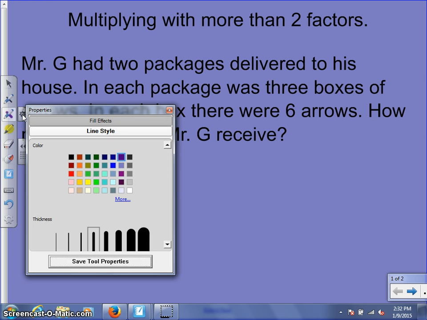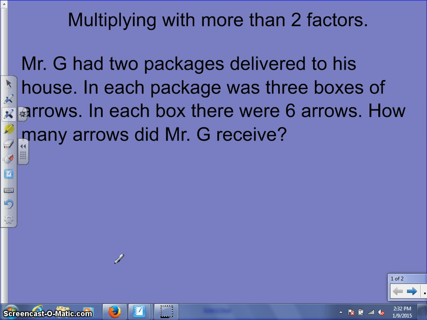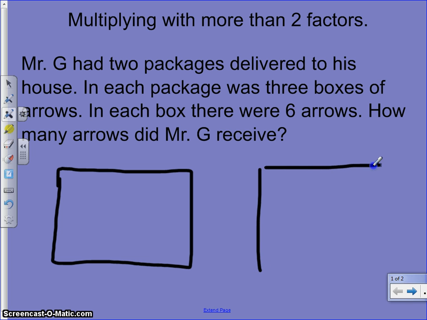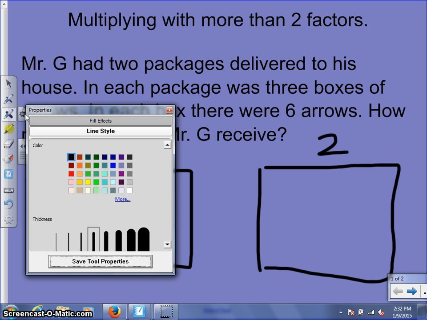And I've got to change from purple because obviously purple is not going to show up too well. Let's just use black. All right, so this word problem is saying that Mr. G receives 2 packages. So I'm going to draw those 2 packages. Here's one. So it's like UPS came to my house and delivered these 2 big packages. There they are. There's one, and there's the second one. Let's change up the color here a little bit so it's going to show up. So let's go ahead and use blue.